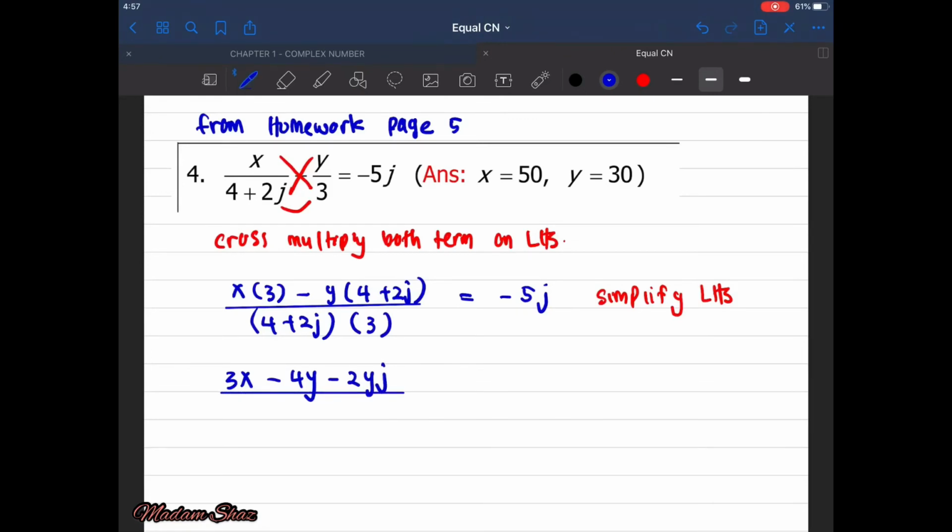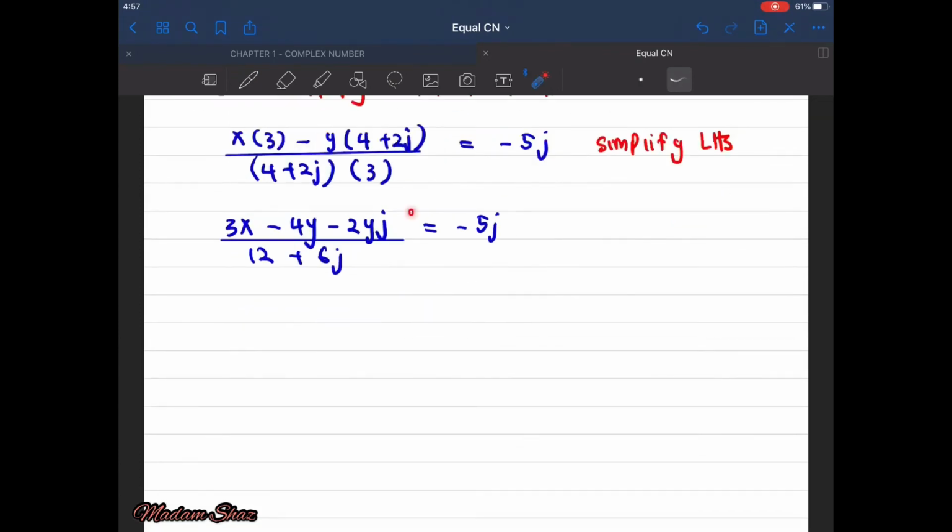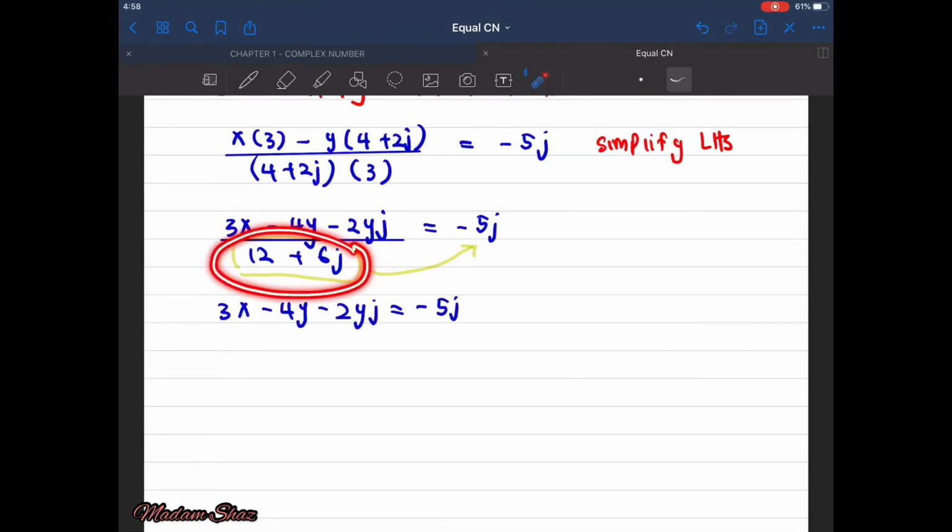Divide the whole thing by 4 plus 2j multiplied by 3. 4 multiplied by 3 will become 12. 2j multiplied by 3 will become 6j, which is equal to negative 5j. So now we have the terms on the left hand side in terms of division equal to negative 5j. So 12 plus 6j here, bring to the right hand side. Terms at the denominator, when we bring to the upper side, will become multiplied by 12 plus 6j.